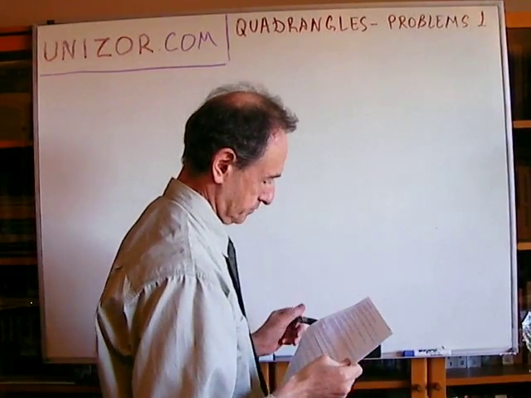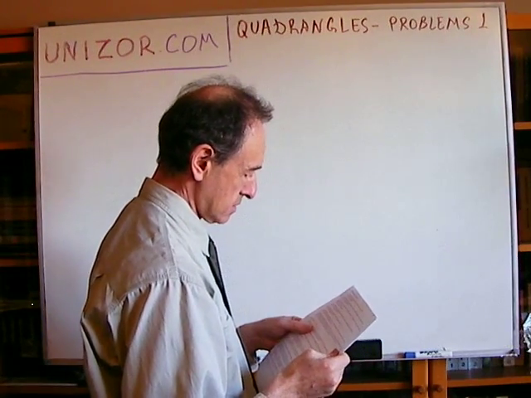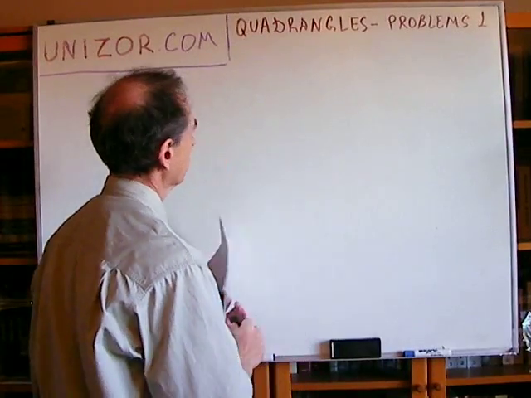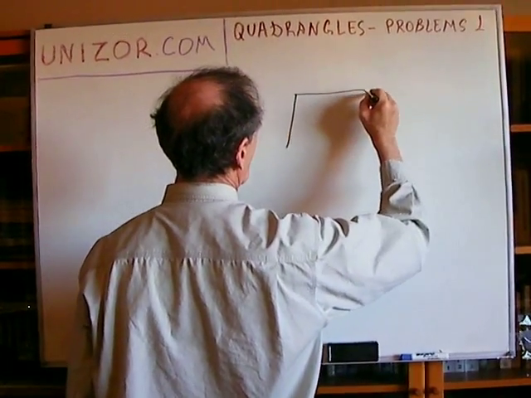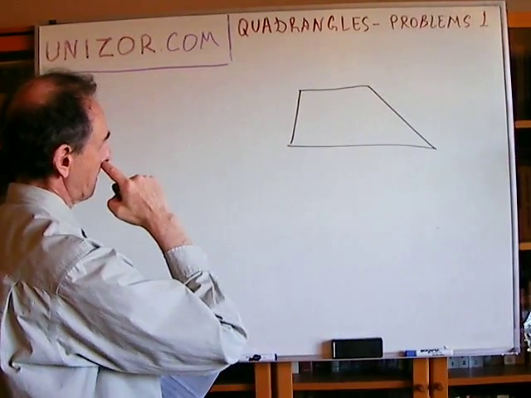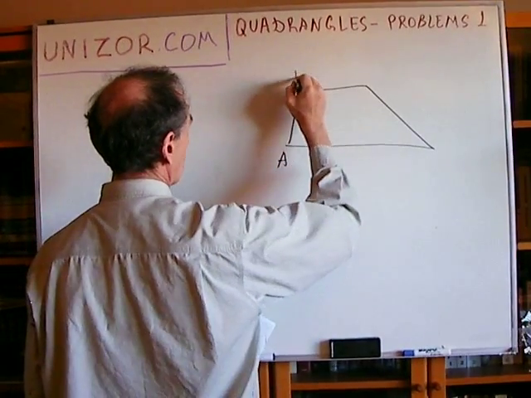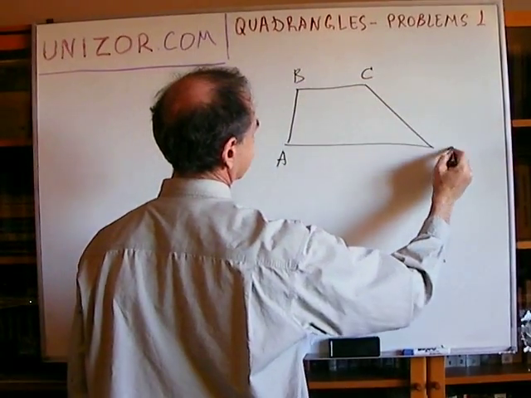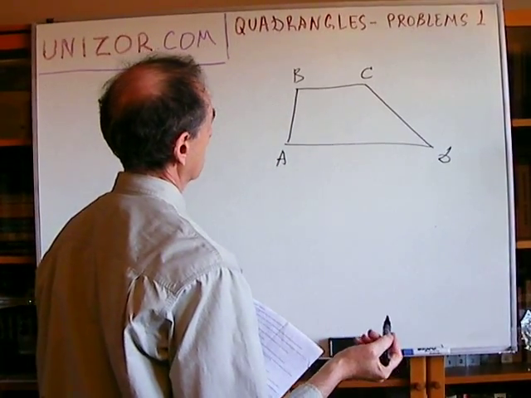Next, construct a trapezoid by its two bases and two legs. Okay, so we have a trapezoid. We have two bases and two legs. All four sides, and we know which one is which. All right. I think that's easy too.